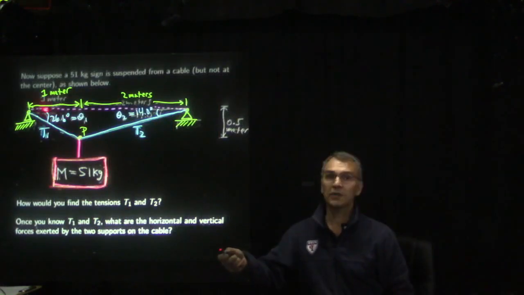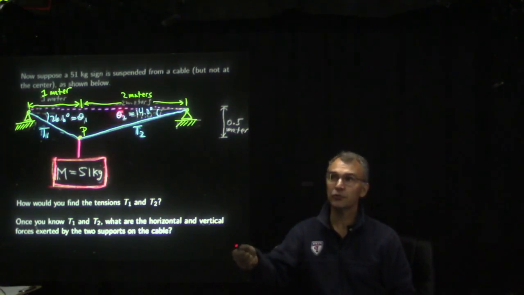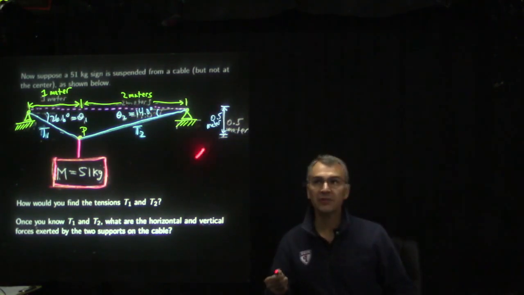So this cable number 1 is at an angle 26.6 degrees with respect to the horizontal. Cable number 2 is at an angle 14.0 degrees with respect to the horizontal. Where do we come up with such crazy numbers?